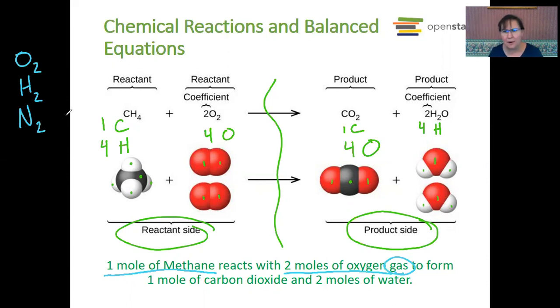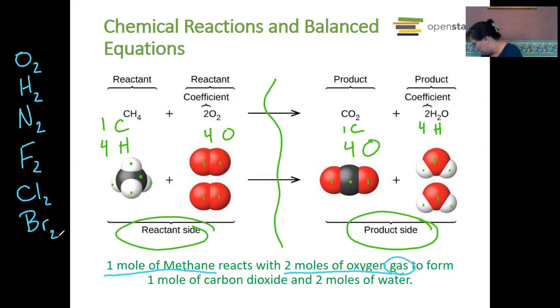I always have to look at a periodic table. Remember where we have our diatomics: fluorine, chlorine, bromine. The only ones that are not diatomics are noble gases, and they're not going to be reacting for the most part, so we don't need to worry about it. So 1 mole of methane and 2 moles of oxygen form 1 mole of carbon dioxide and 2 moles of water.